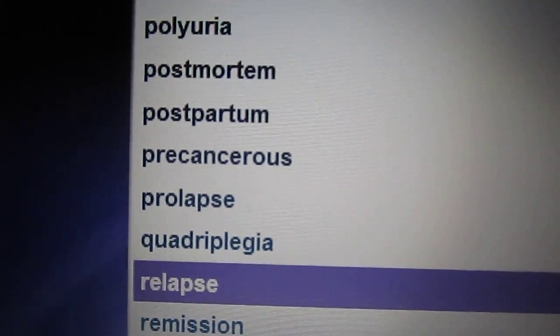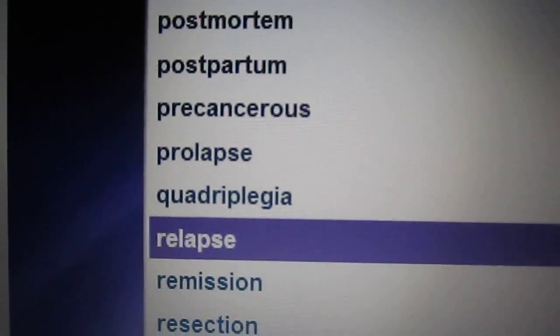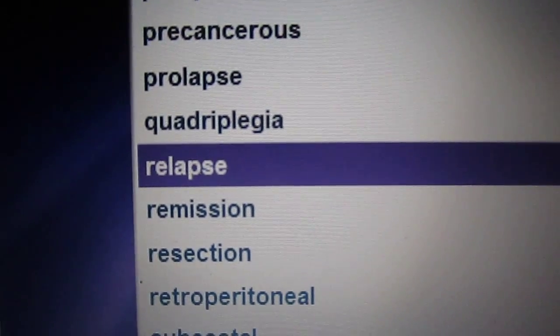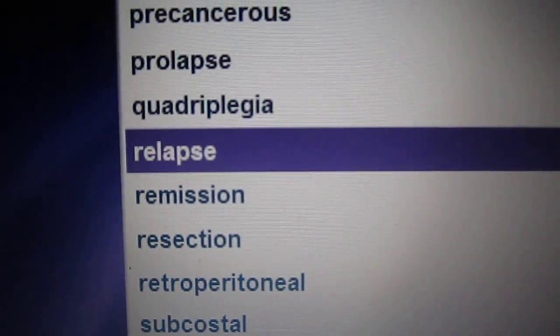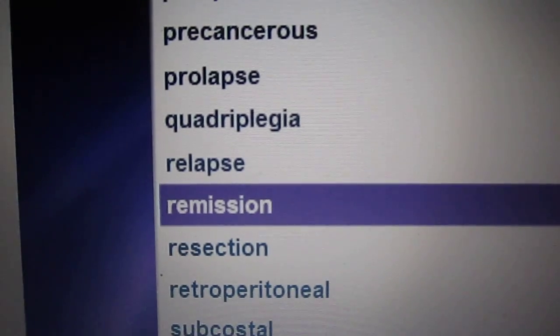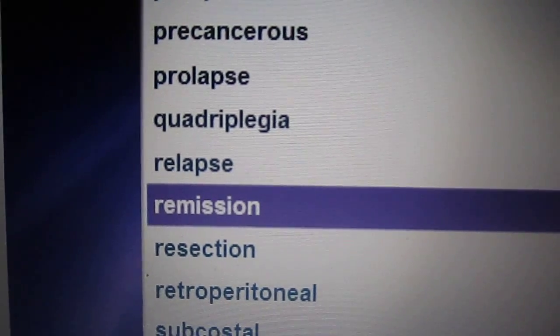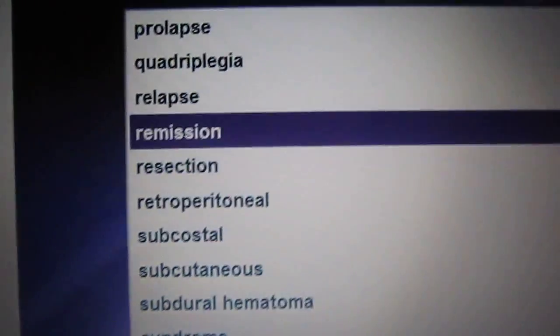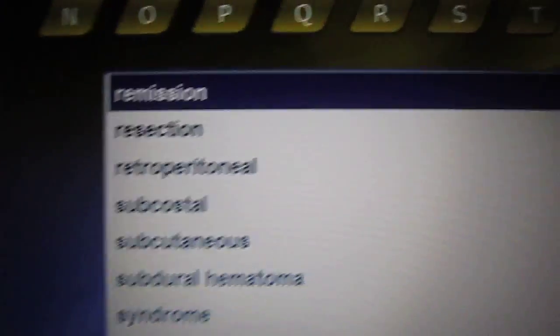Relapse. Relapse literally means a sliding back. This is the return of disease symptoms after apparent recovery. Remission. Remission literally means sending back. In remission, there is a temporary disappearance or a lessening in the severity of symptoms of an illness.